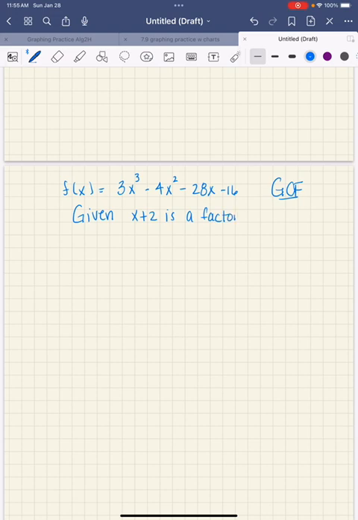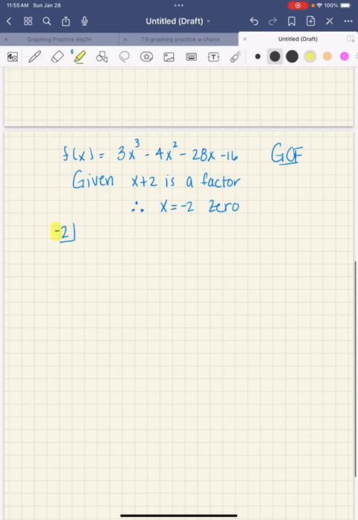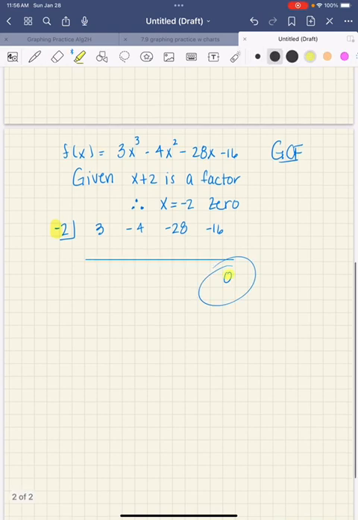Okay, well, if x plus 2 is a factor, remember therefore, 3 dots mean therefore, x equals negative 2 is the 0. Now this problem is identical to what you did on Friday. Negative 2 is the number that I use off to the side. Make sure you use negative. 3, negative 4, so I'm going to do my synthetic. And when I'm done with this, the number right here at the end should be a 0 if we've done it correctly. It better be 0, otherwise something's wrong.